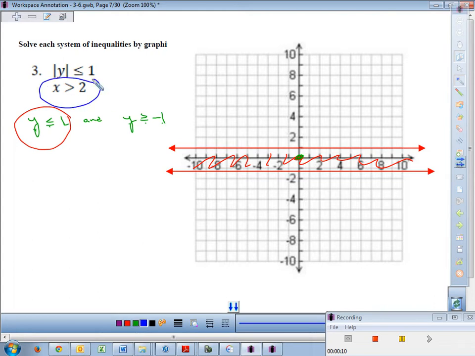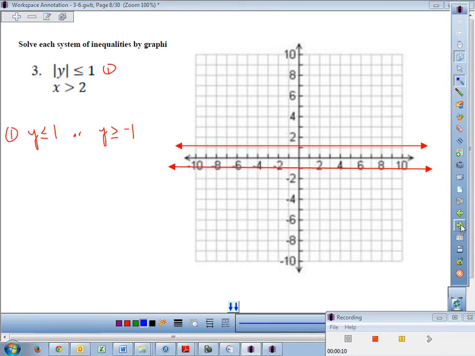How about the other one? We've got to graph this one also. What kind of line is that? It's a vertical line. So is it solid or dashed? Dashed. So we'll graph that vertical dashed line through 2 on the x-axis. Because it only had an x in it, it's vertical. Remember, if it's got both x and y, it's oblique.